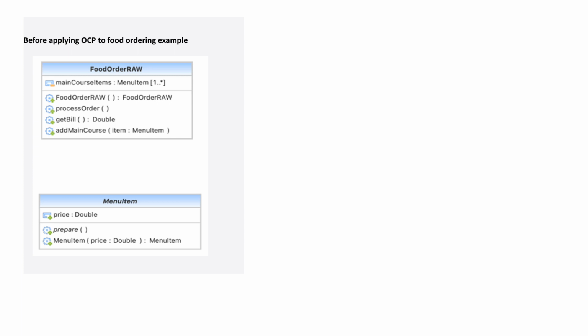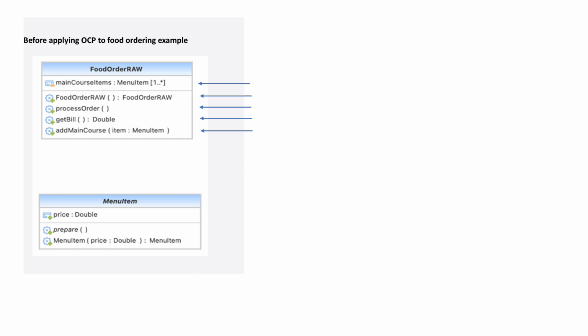So here we'll see the example of a food order application, which has a class MainCourse that extends the abstract class MenuItem. MenuItem has an instance variable price, an abstract method prepare, and a menu item method. In this food order application, it takes all the menu items from the customer, then processes the order, and then publishes the final bill.